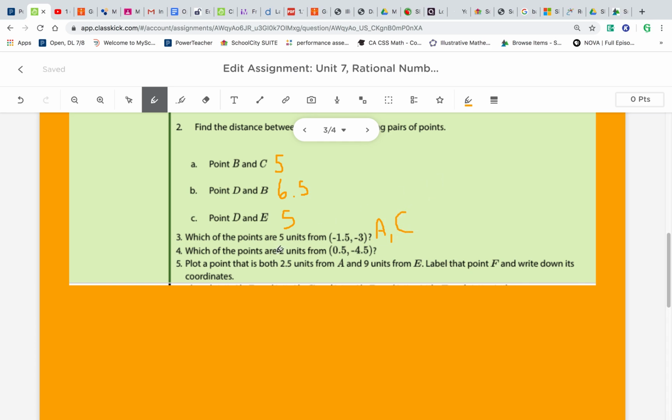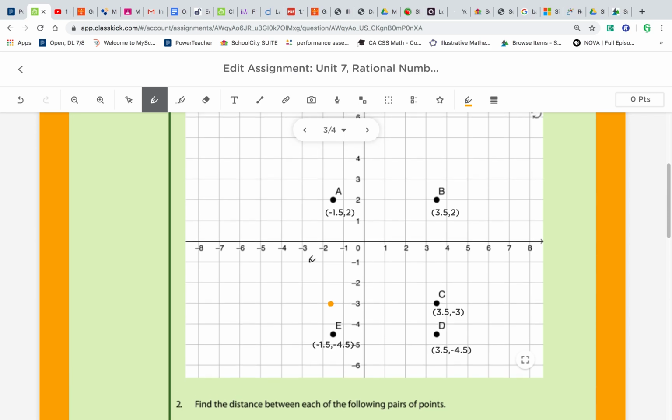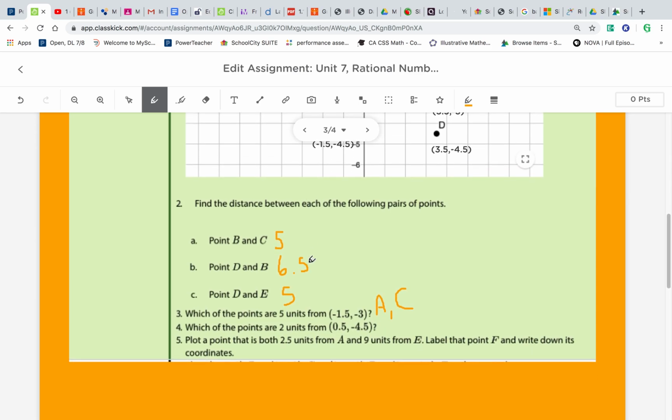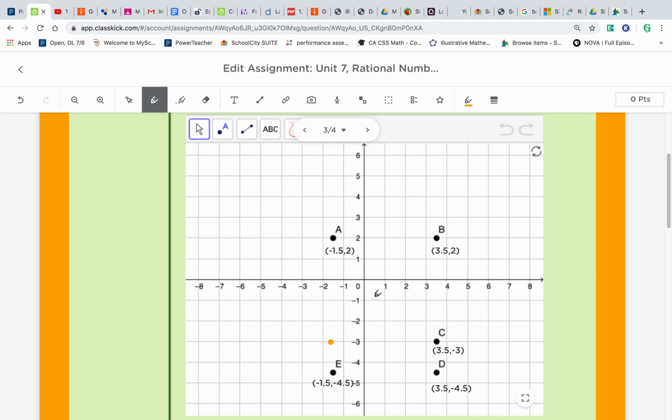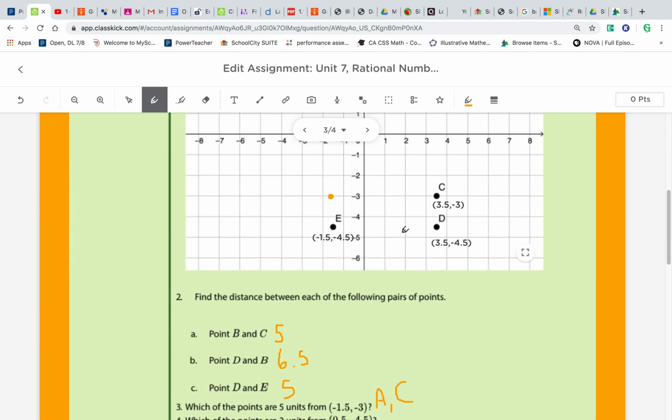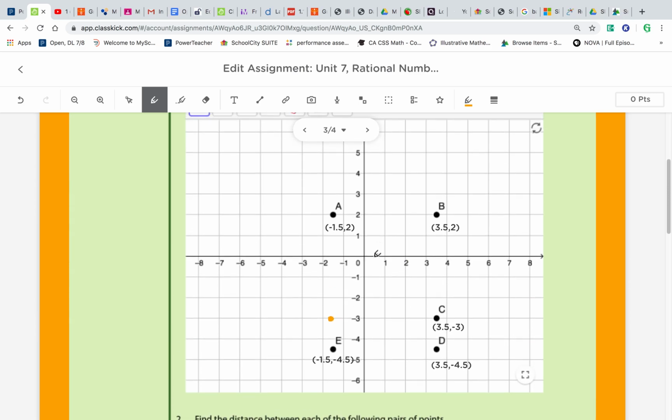All right, next one. Which of the points are 2 units from 0.5, negative 4.5? We need to put that point on the graph. 0.5, negative 4.5. So we start here. 0.5 is here. It's halfway in between 0 and 1. And then what was it again? 0.5 and negative 4.5. So 0.5 and then negative 4.5. So negative 1, negative 2, negative 3, negative 4, negative 4.5 right here.